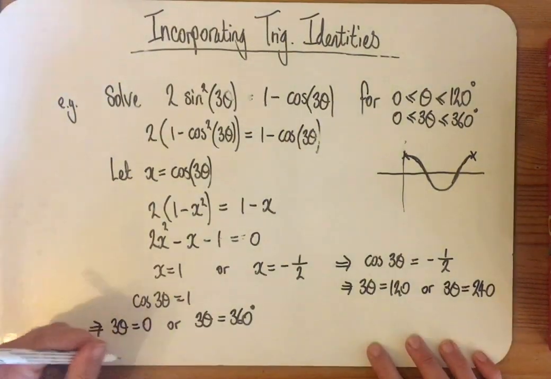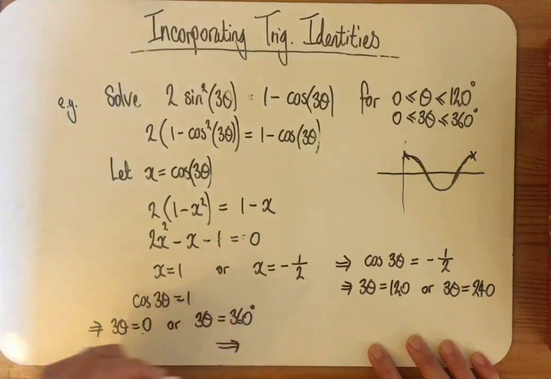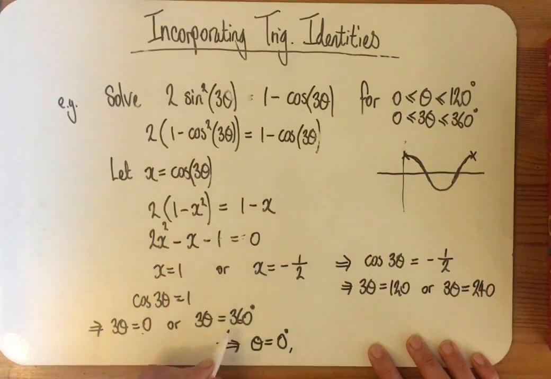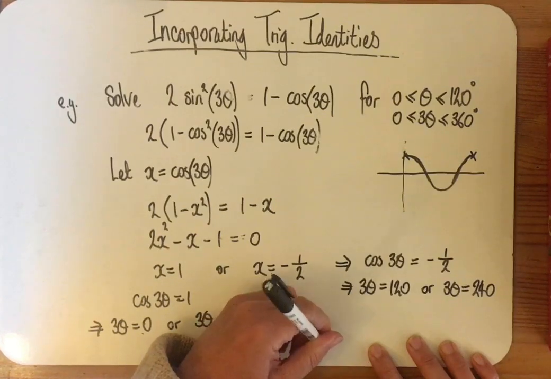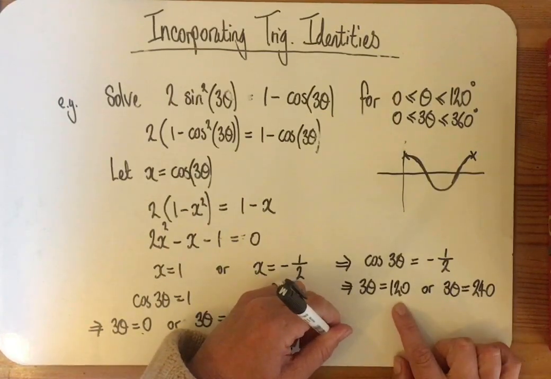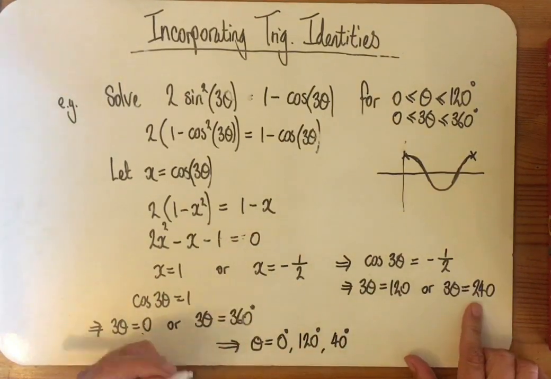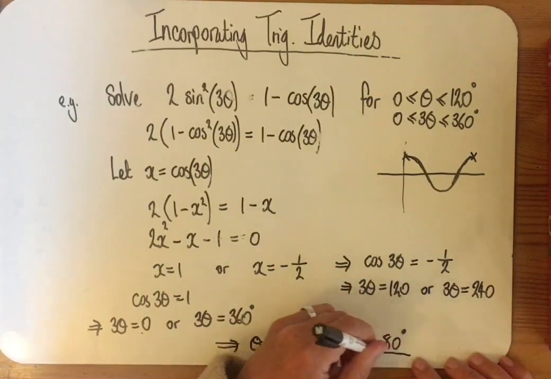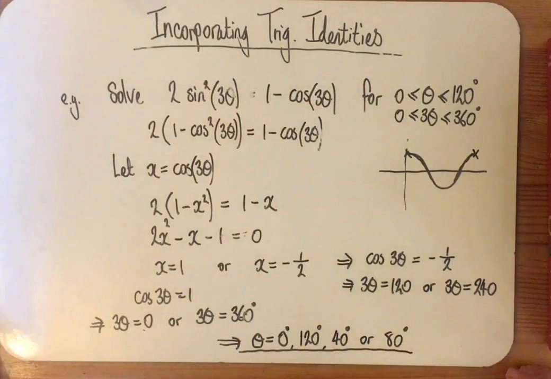And then dividing through by 3. So 0 divided by 3 is 0. 360 divided by 3 is 120. 120 divided by 3 is 40. And 240 divided by 3 is 80 degrees. So 4 solutions there. So it's just really incorporating everything that we've done on trig, that question.